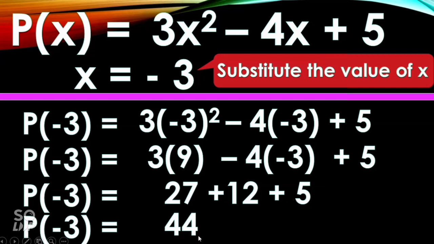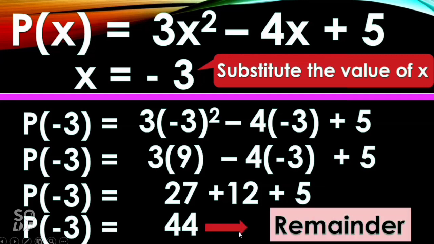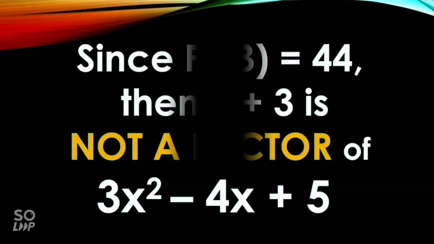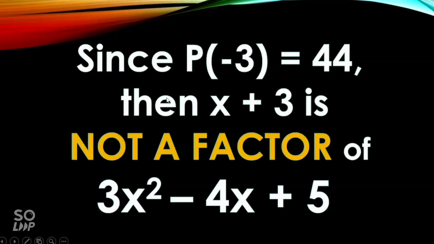So the p of negative 3 equals 44. Okay, p of negative 3 equals 44. So, our remainder is 44. So, ibig sabihin, kapag may remainder, hindi niya factor. So, again, since p of negative 3 equals 44, then x plus 3 is not a factor of 3x squared minus 4x plus 5. Okay, ulitin natin para mas matandaan.